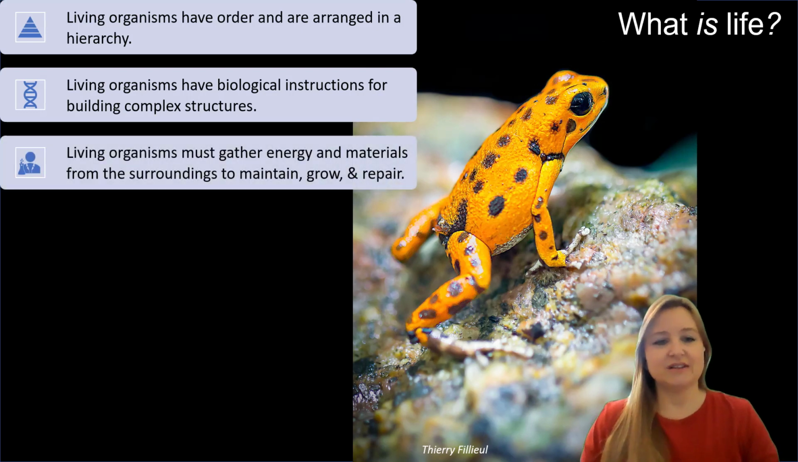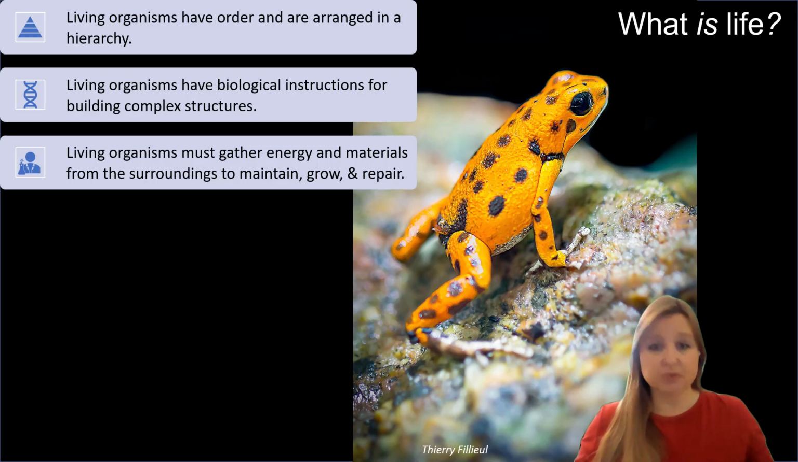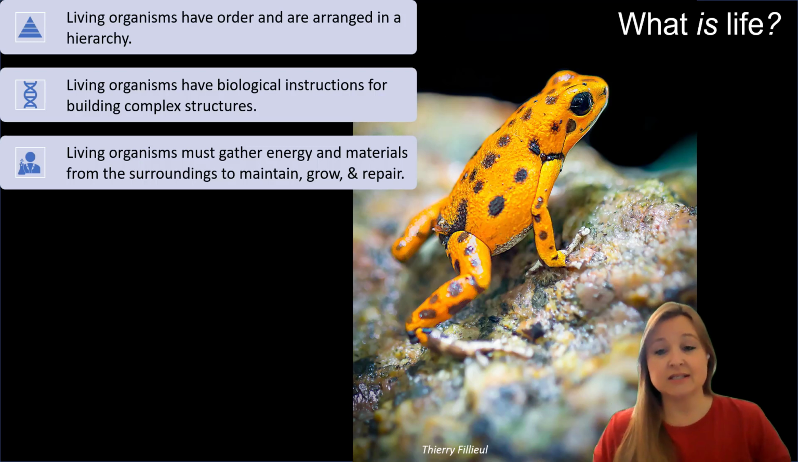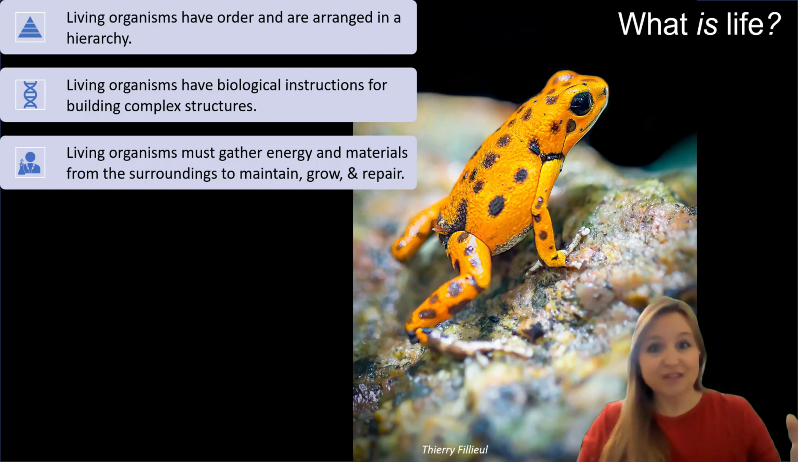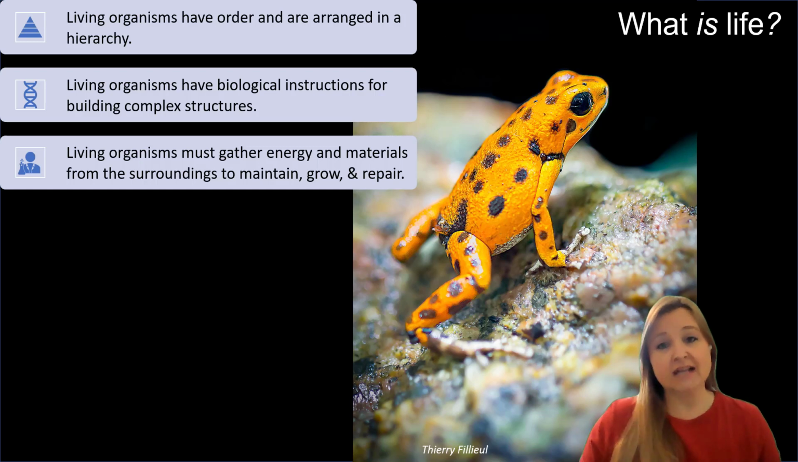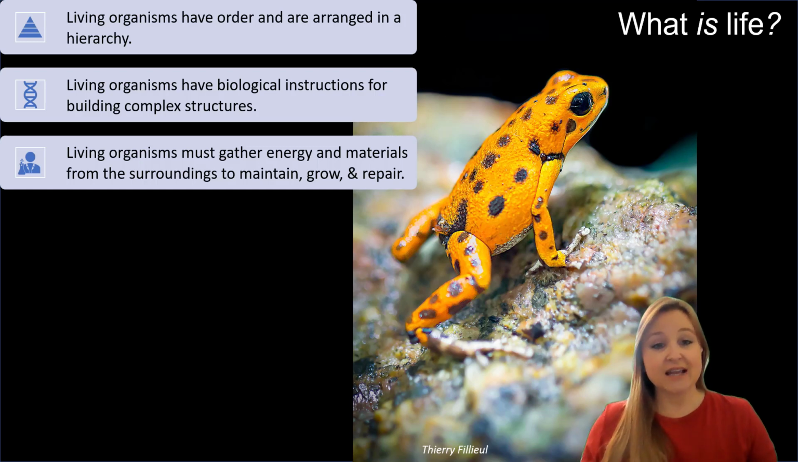The third characteristic of living things is that living organisms have to be able to gather energy and materials from their surroundings, from the environment, and then they use that energy and those materials to maintain themselves, to grow, and to repair themselves. So this frog, for instance, if it needs more energy, it might eat a fly that's going by. It might need to repair something because it got a cut or a scratch. The rock, on the other hand, is not going to be able to gather things from the environment and use them to grow, repair itself, or maintain itself.